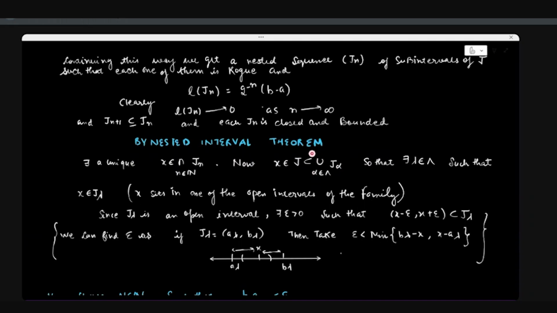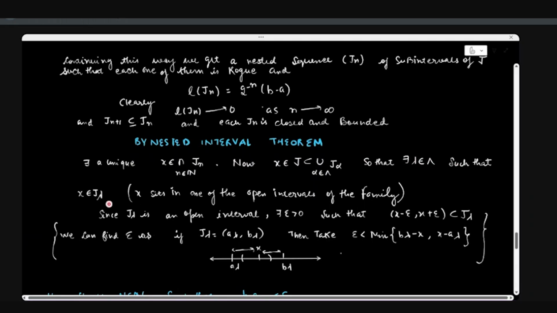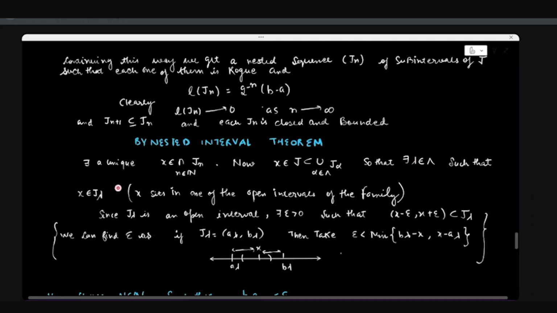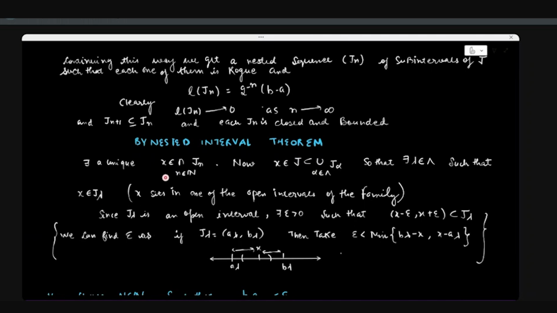So it belongs to the union of open sets from the open cover we are given. As it belongs to the union, there exists some lambda from uppercase Lambda such that x belongs to J_lambda. So it means that x is sitting inside one of the open intervals from the given family. Now, as J_lambda is an open interval, there exists an epsilon greater than 0 such that (x minus epsilon, x plus epsilon) is contained in J_lambda.